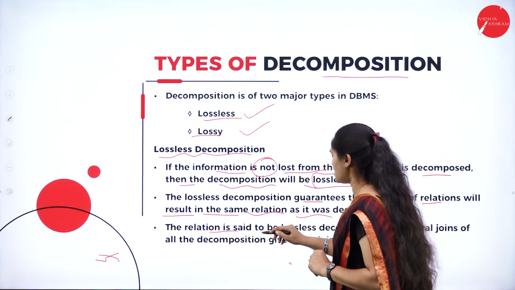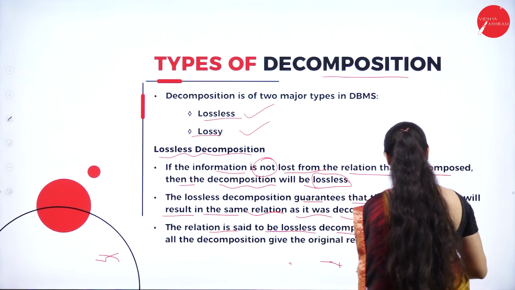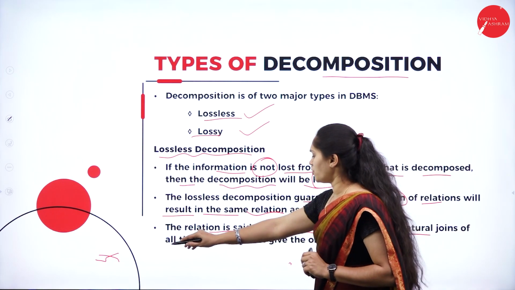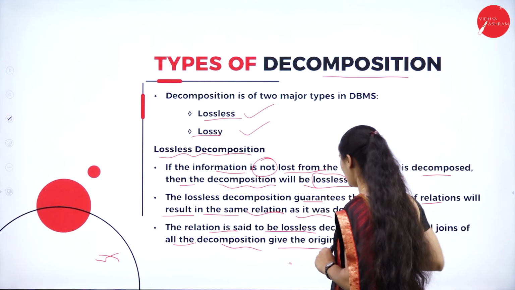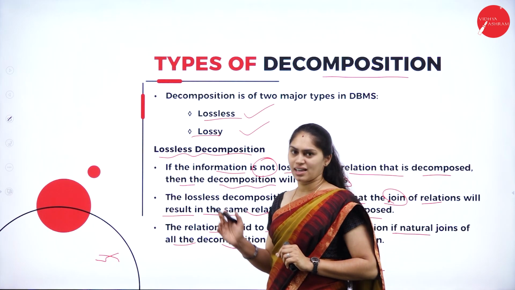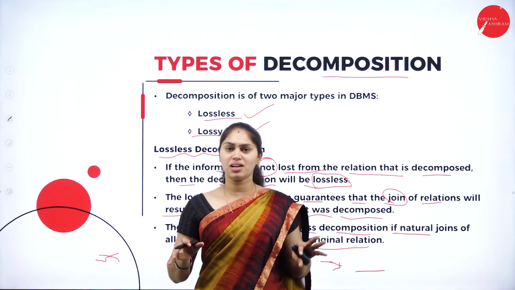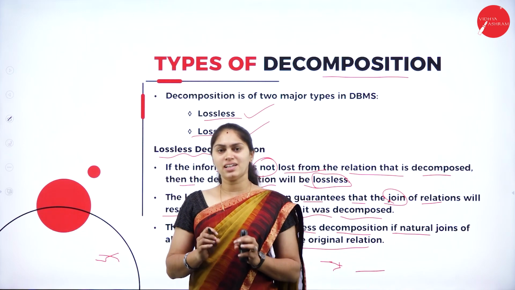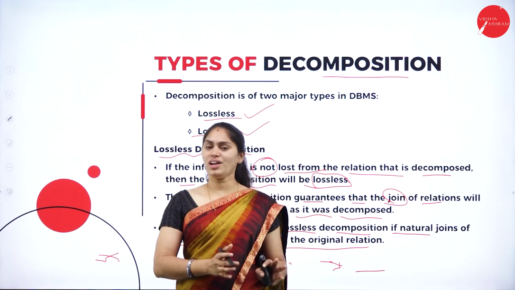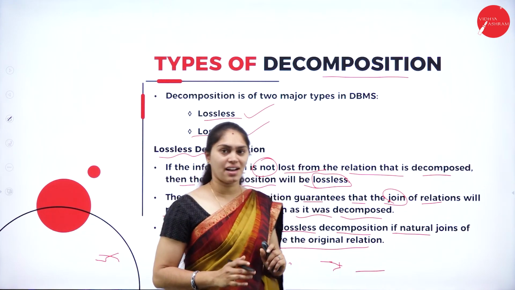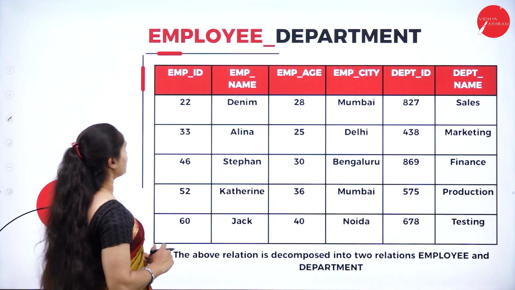That is what is going to be guaranteed by lossless decomposition. The relation is said to be a lossless decomposition if the natural join of all the decomposed relations gives the original relation. As in the previous one, if you are decomposing it, we should find the content either in this table or another table. Then we can say that it is lossless. See the example here.